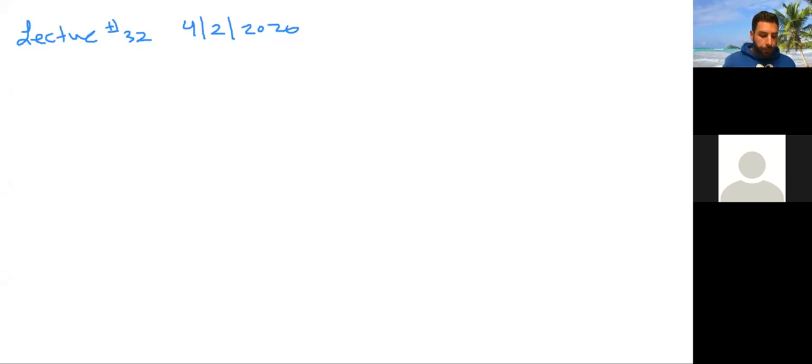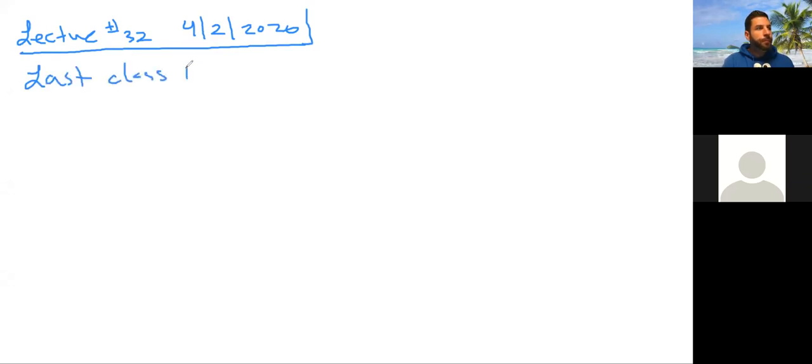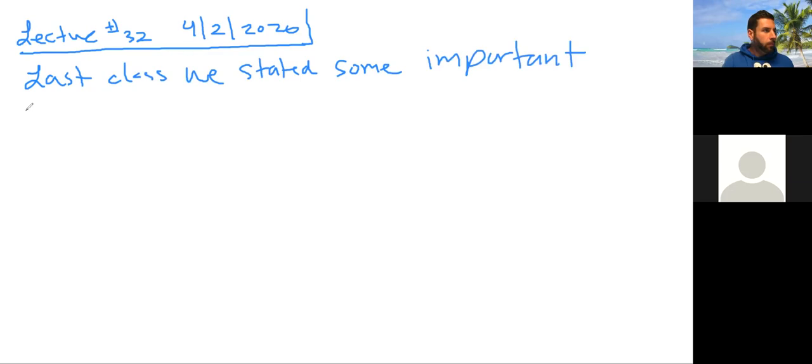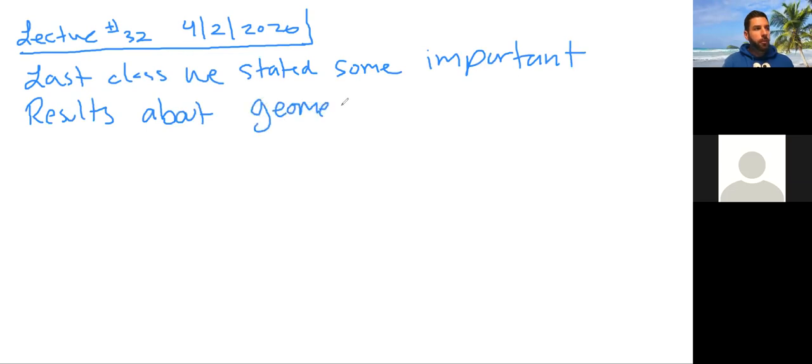Okay, so let's get this situated. What have we been talking about? We've been talking about some complicated things. So let's set the stage. Last class we stated some important results about what are called geometric series.